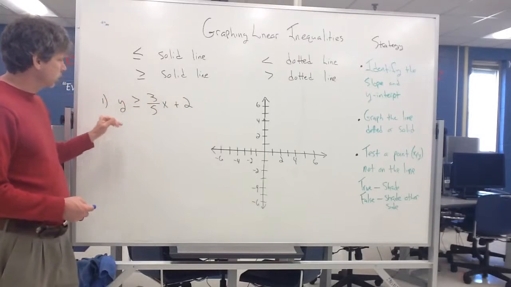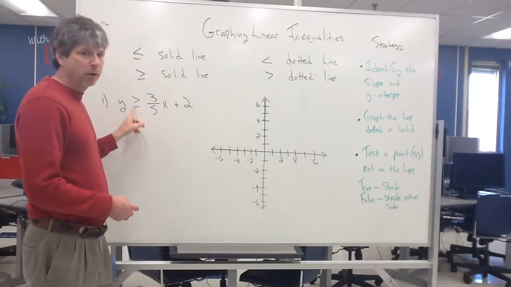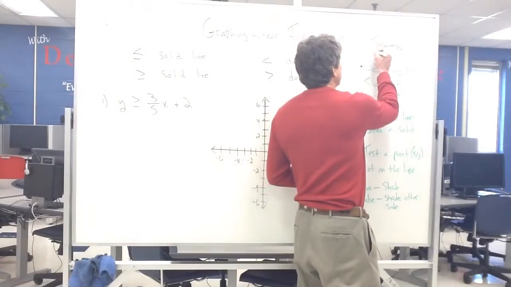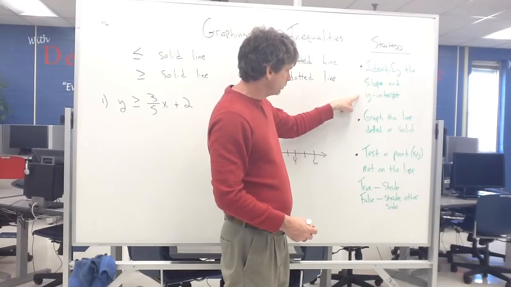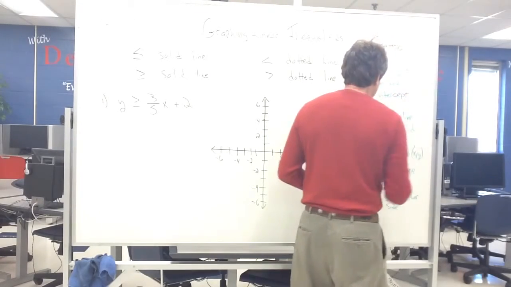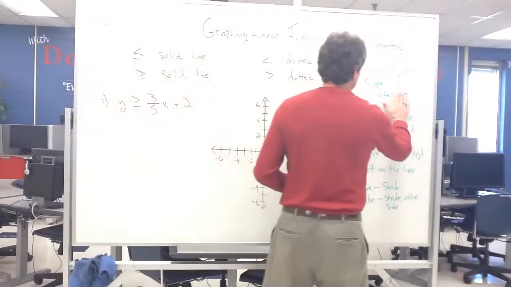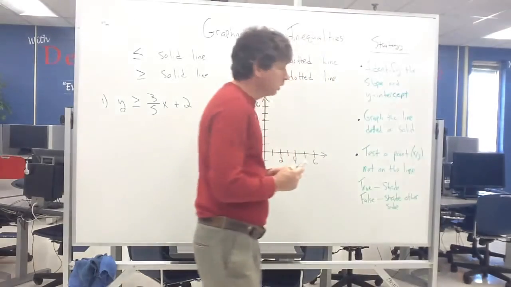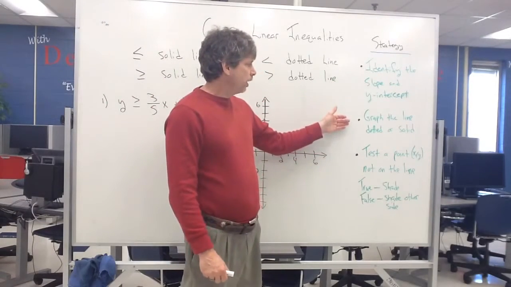Now we recognize that this takes on the concept of a linear equation. The only difference is we're not going to use an equal sign, we're going to use an inequality symbol. Our strategy we're going to use with these inequalities is we're going to identify the slope and the y-intercept. So we want to identify the slope and y-intercept. We want to graph the line.